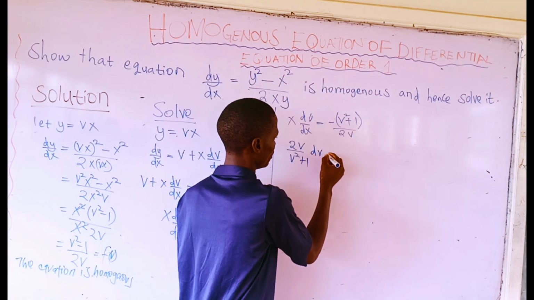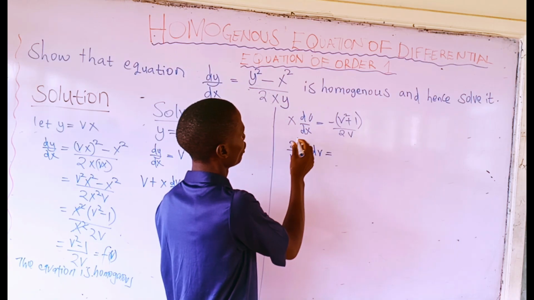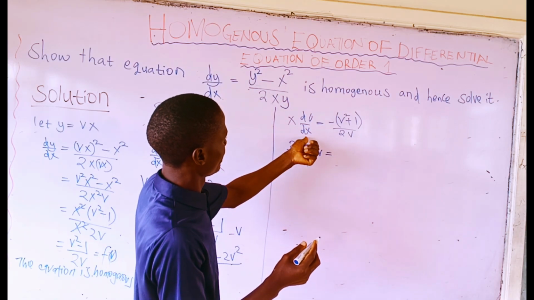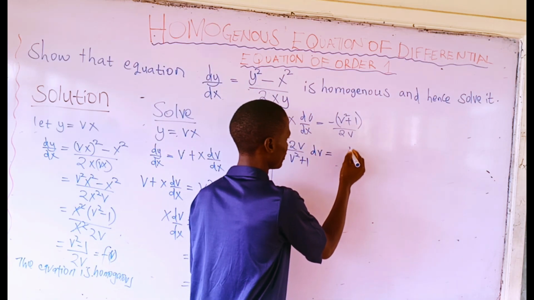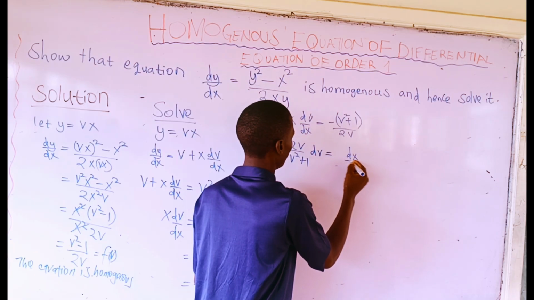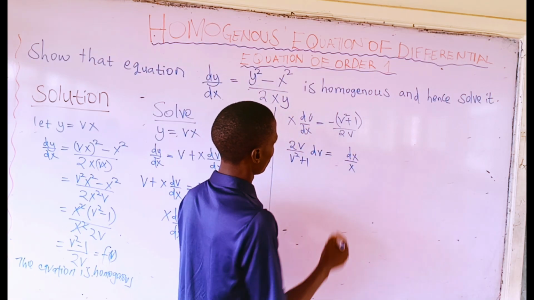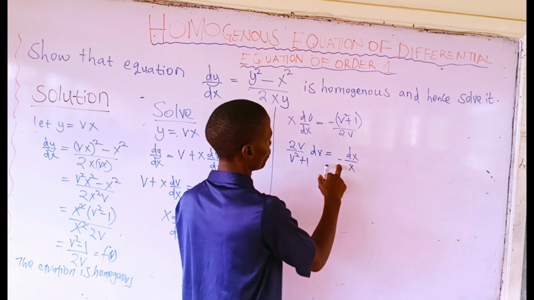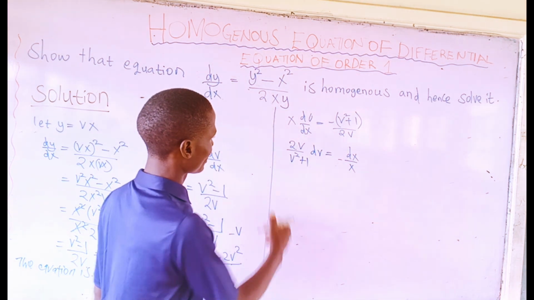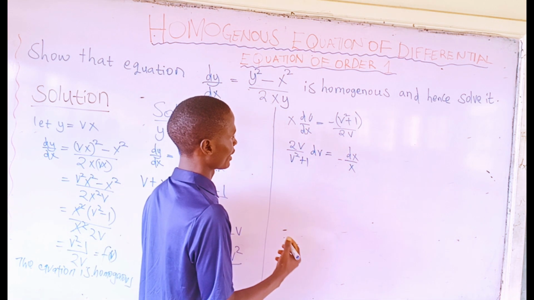is equal to, again we are going to do the derivative of x over dx, which will be dx over x, and the negative sign will remain on this side. After writing this equation, next step we are going to integrate both sides.